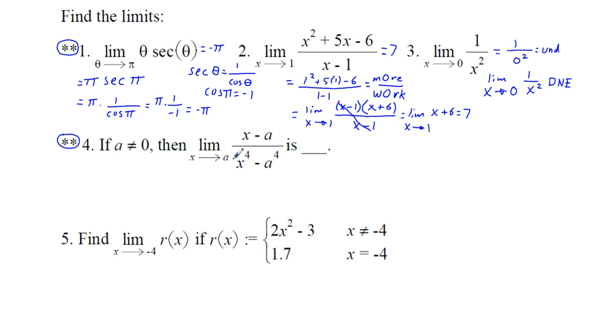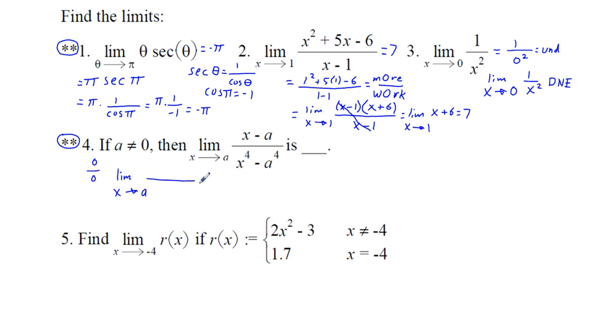These are problems that came from actual AP exams. So if we substitute in a for x, we're going to have a minus a in the numerator. In the denominator, we're going to have a to the 4th minus a to the 4th, which will give us our infamous 0 over 0. And so we're going to try factoring. I'm just going to write it in limit form, limit as x approaches a.